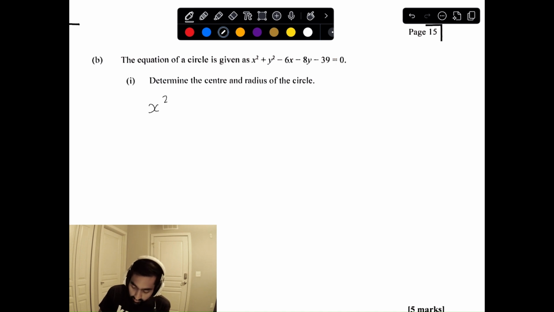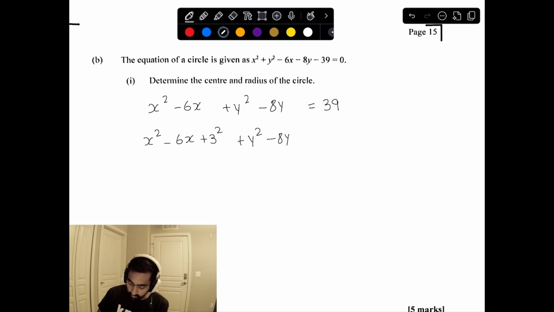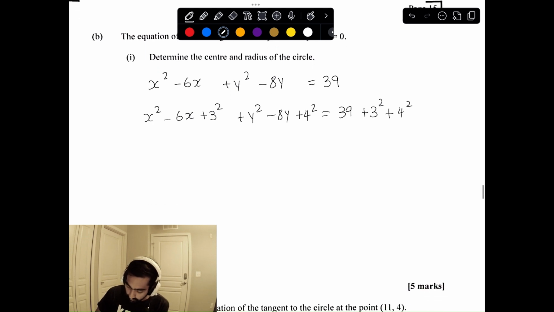The first thing I'm going to do is put the x terms together, and then the y terms together, and then bring the 39 to the other side. So x squared minus 6x plus y squared minus 8y is equal to 39. Now I'm going to complete the square for both the x and the y terms. To do that, I take the 6 divided by 2 and add the square of it, so plus 3 squared. Similarly, for y squared minus 8y, take the 8 divided by 2, which is 4, so plus 4 squared. To keep the equality, I have to add that same thing to the other side. So I added a 3 squared and also a 4 squared.